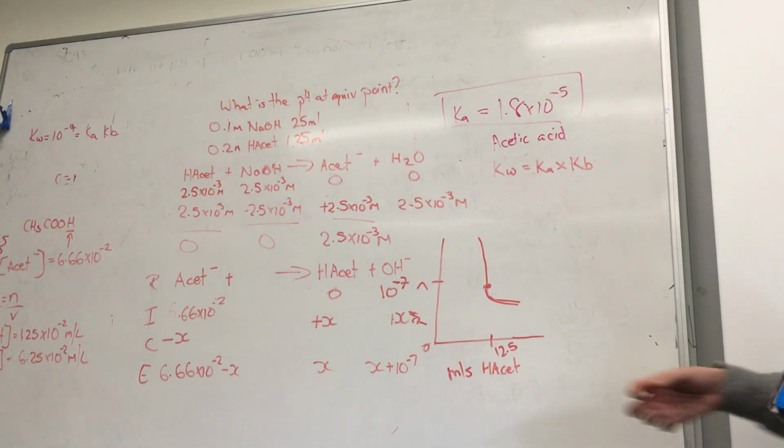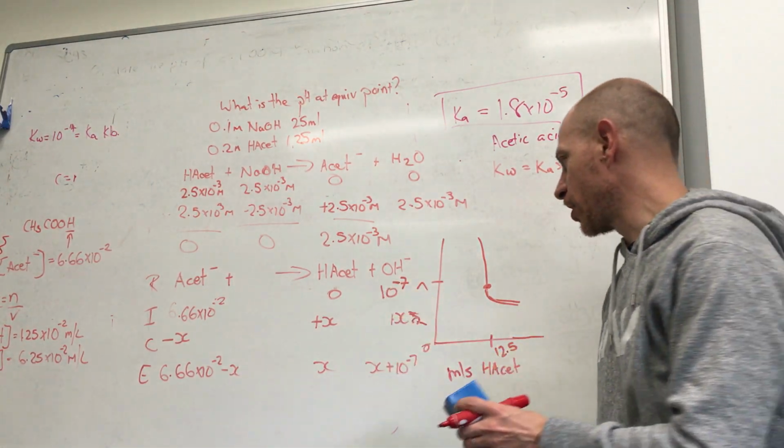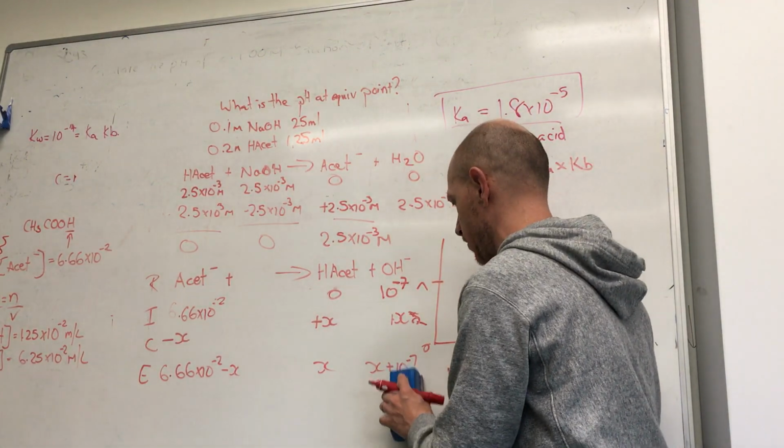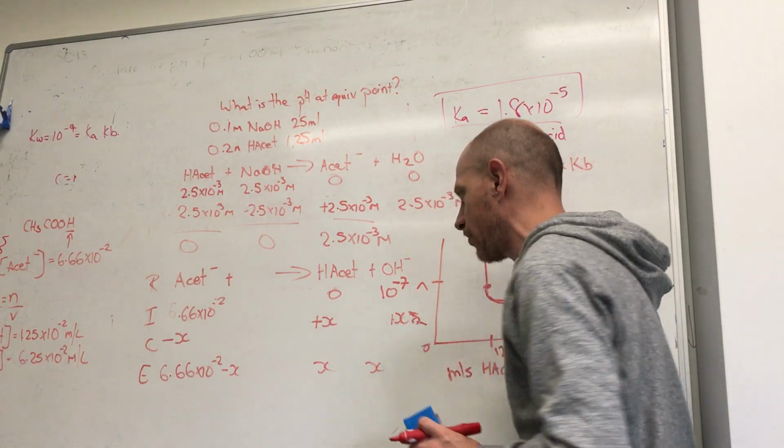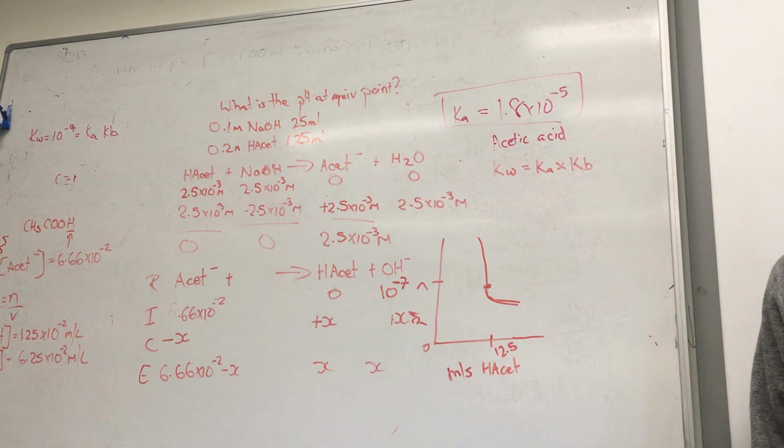And because this is really, really small, we can actually not bother looking at the 10 to the minus 7, because the 10 to the minus 7 is going to be really, really small in comparison. It's going to be a strong base. Okay.